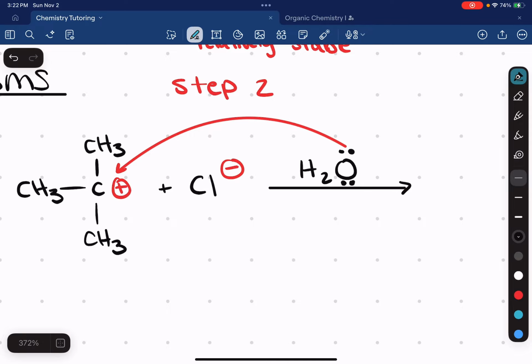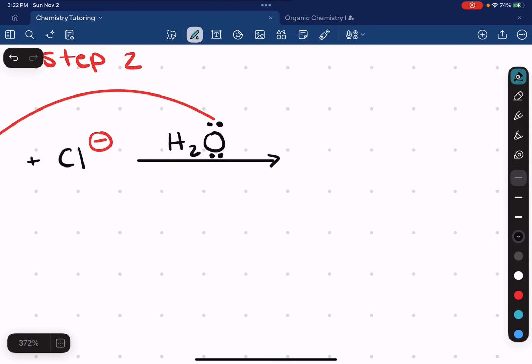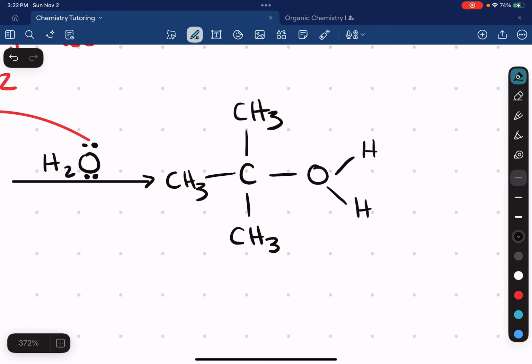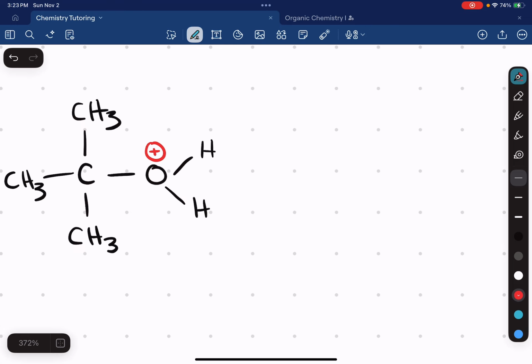So the oxygen connects to it, right? So now we've got that carbon with the CH3s, the tertiary. CH3 is now connected to an oxygen which is connected to 2 hydrogens, right? But this oxygen has 3 bonds, so it has a positive charge. So it keeps going, right? We assume that we've got water in excess in this reaction, so it's going to continue to react with the water that we put in there.